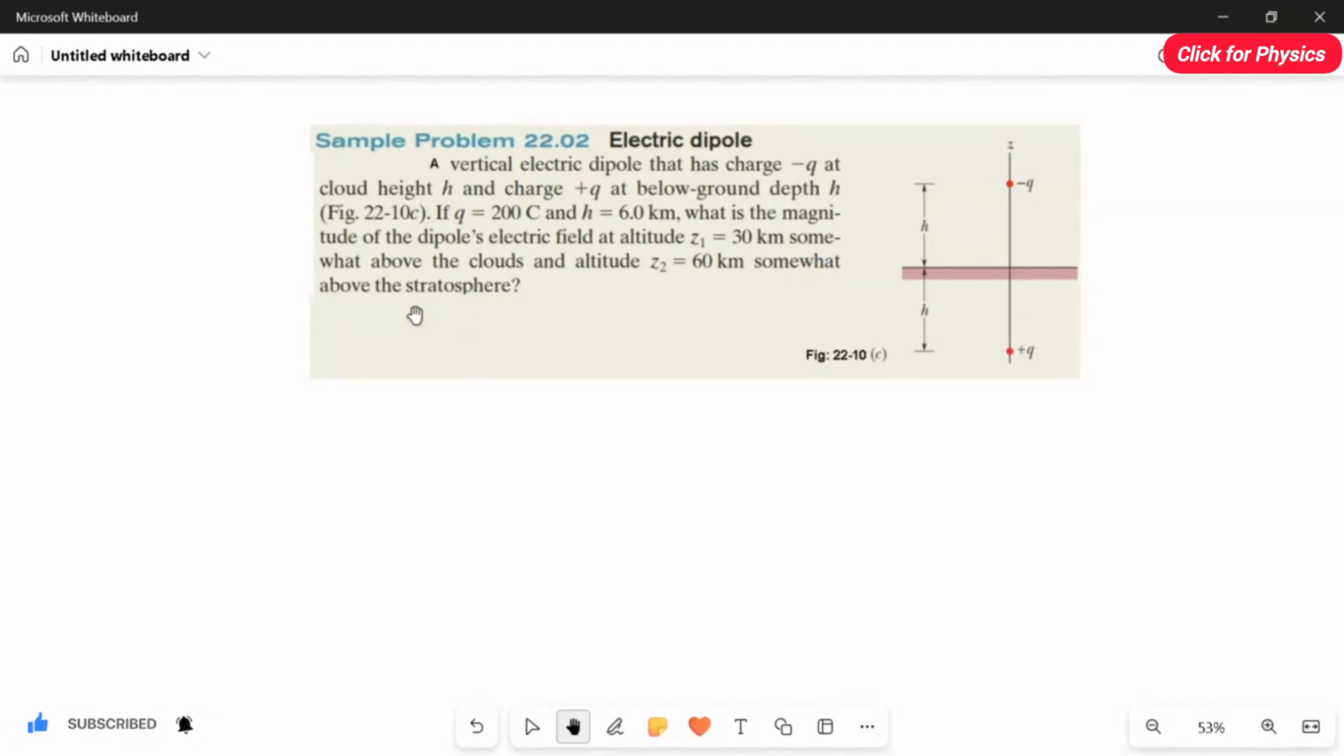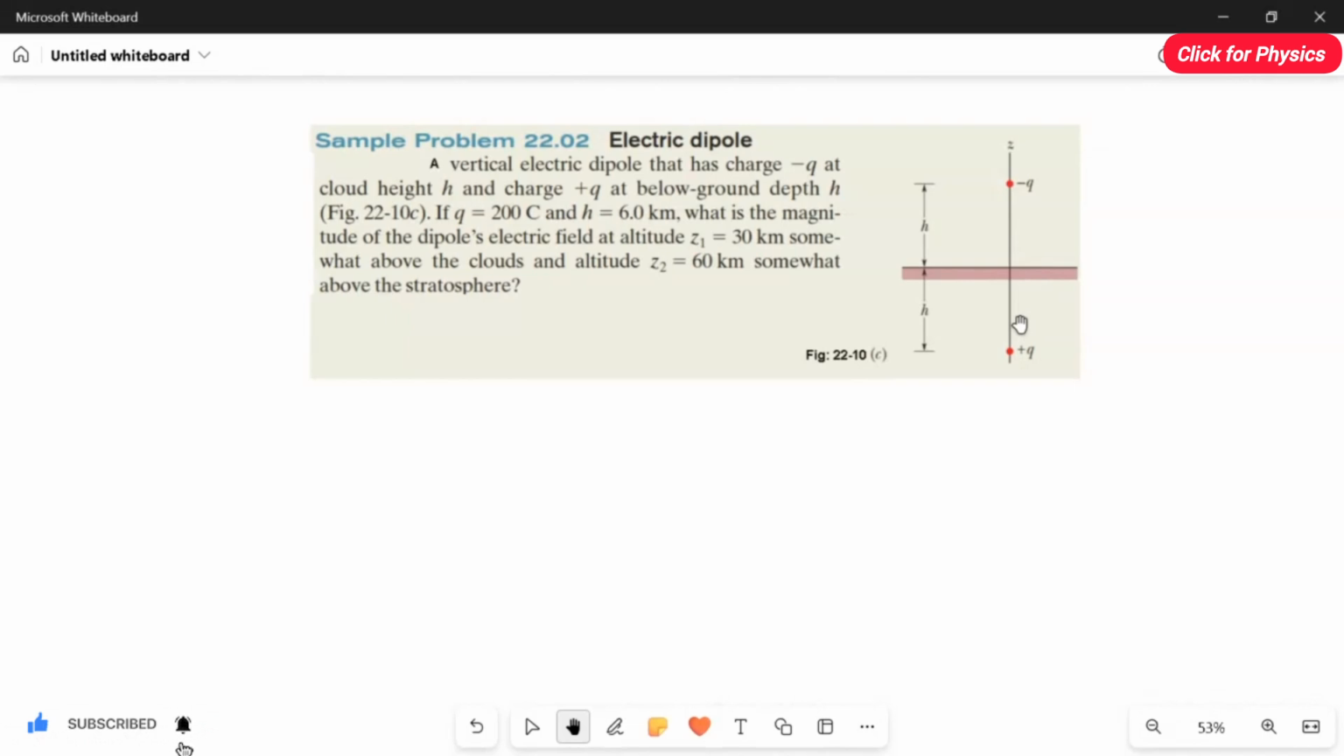So in this question, we are going to find the electric field due to a dipole. So let's see the given figure. What we have in the figure is the dipole, because the dipole consists of two charges, positive charge and negative charge. Here, from the ground level to the height of h, we have the negative charge, and likewise the positive charge is below the ground level, and this depth is also h.